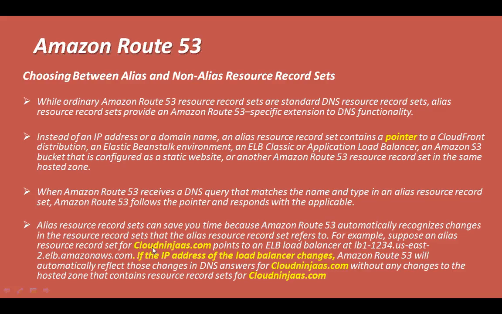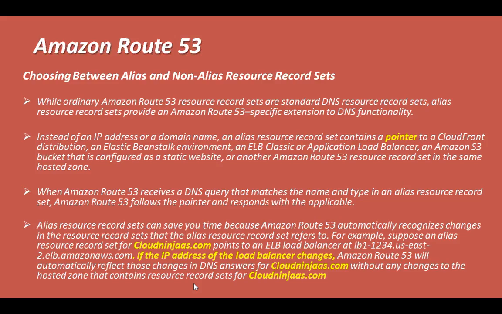Another benefit we get is this: if we are using resources within AWS and using alias records, and let's say for example that you have set the alias record for cloudninja.com, and it is pointing to an elastic load balancer which has a certain IP address, and now the IP address of the load balancer changes. Amazon Route 53 will automatically reflect those changes in the DNS, without any changes to the hosted VM that contains the resources for cloudninja.com. So you can see the basic difference when you are using alias records.